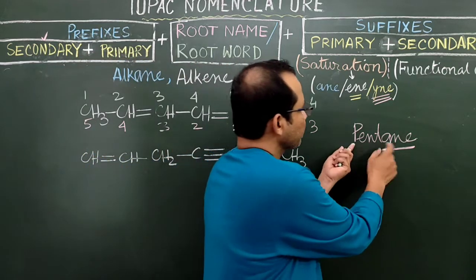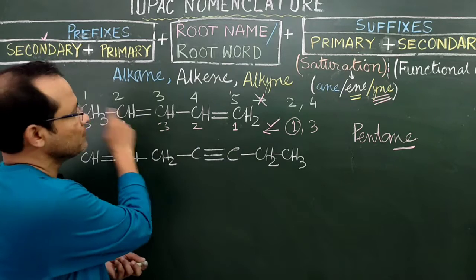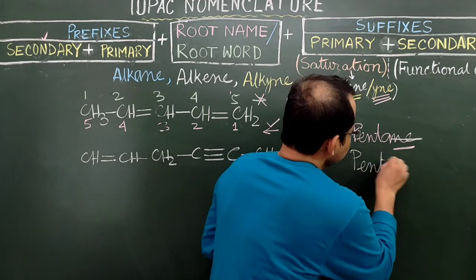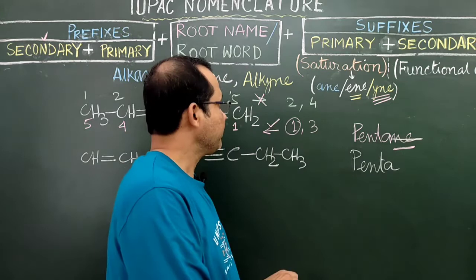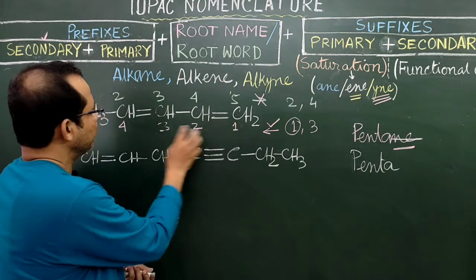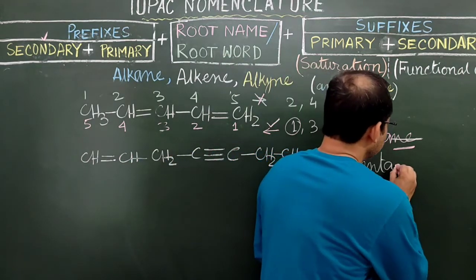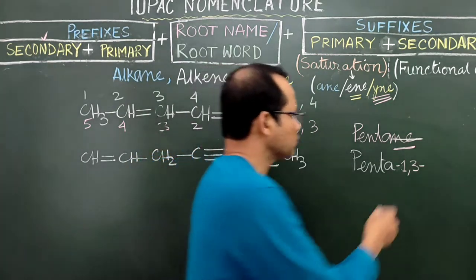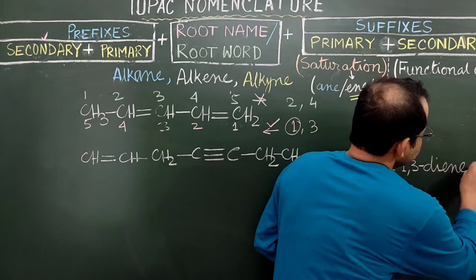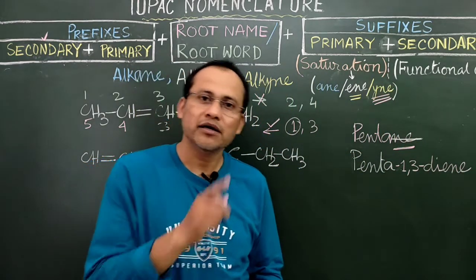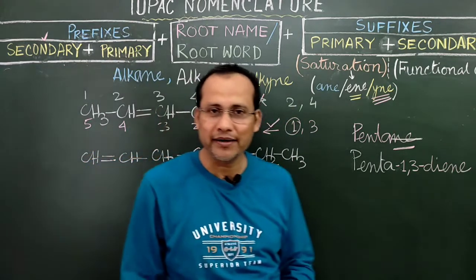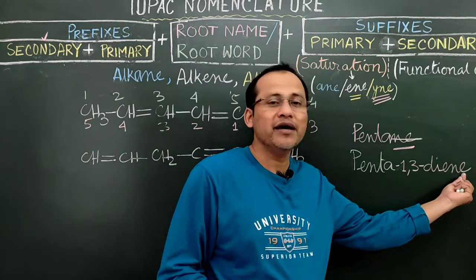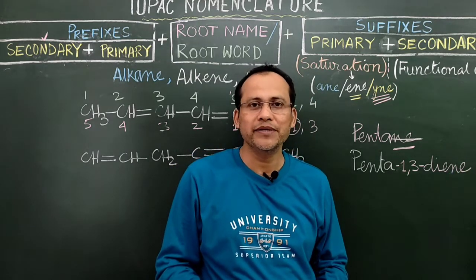The root word is pent, but in that case, since two double bonds are there, this portion will be omitted. So ultimately the root name will be written in this way, that will be called penta. And now two double bonds are present on the first and third carbon atoms, so that will be mentioned 1, 3, and since two "ene" are there, it will be called diene. So that will be the name of this compound. Now a similar thing might happen if two triple bonds were there in the compound. In that case it would be "diyne", otherwise the rest of the name will be the same.